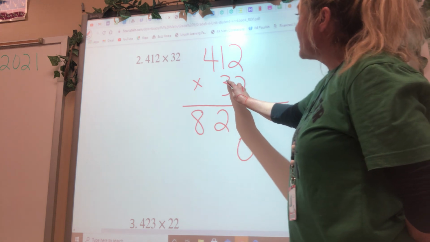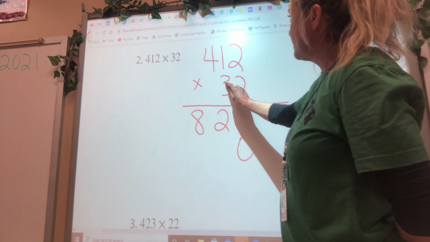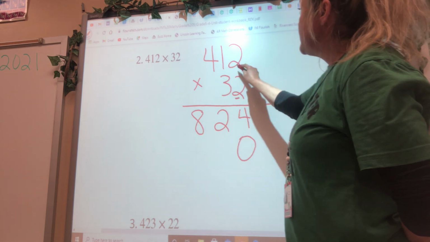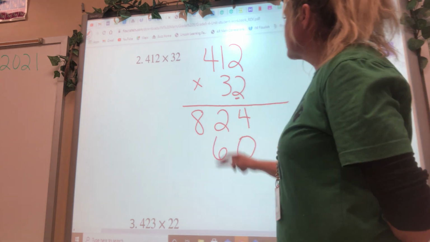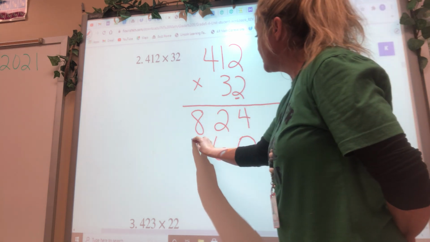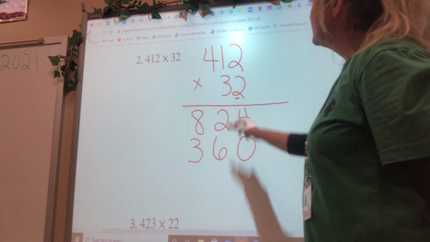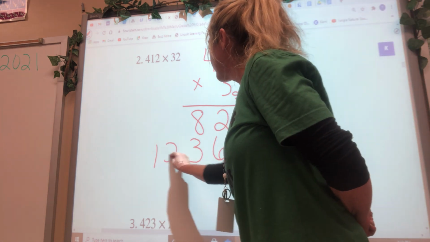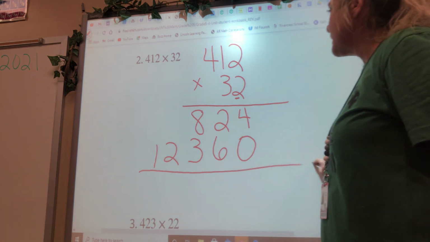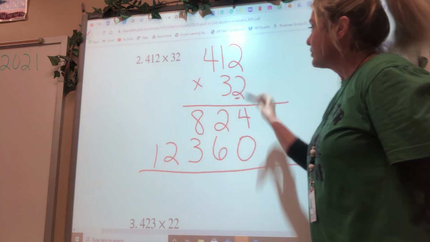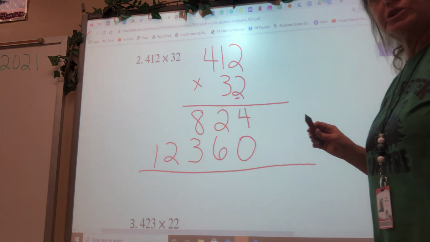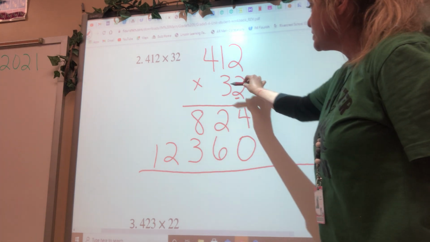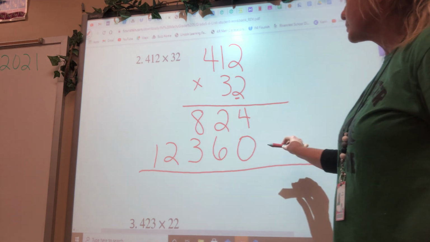Okay, we multiply. Now we have to multiply this number times each number up top. 3 times 2 is 6. 3 times 1 is 3. 3 times 4 is 12. Now we don't have any other digits on the bottom to multiply times our digits on the top. So we only need the 2 rows, because we were only dealing with 2 digits on bottom. So we have 2 rows.